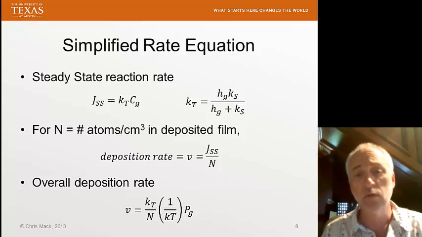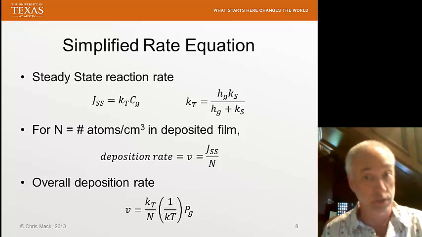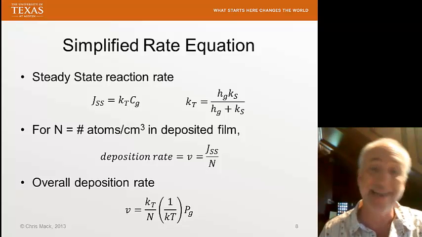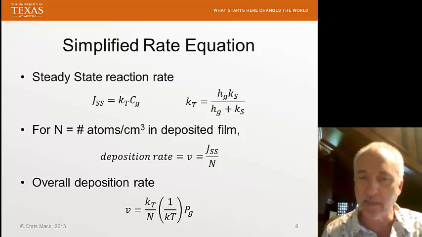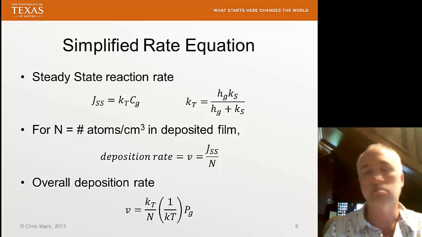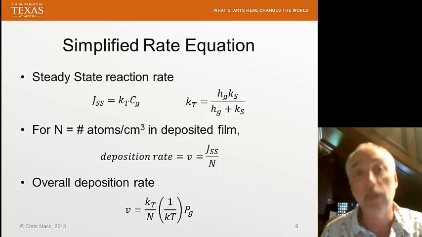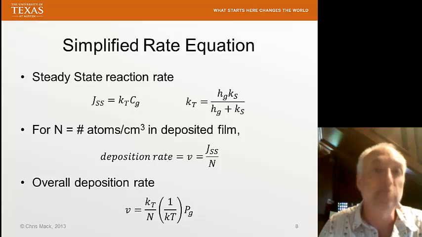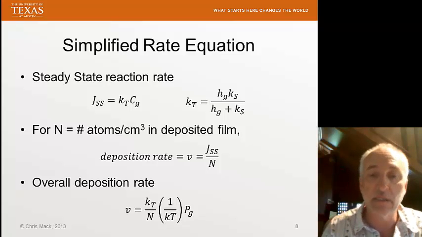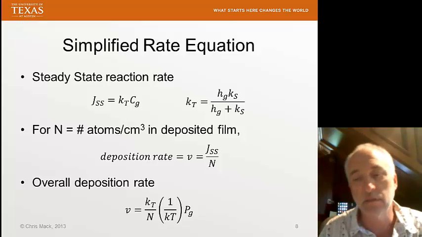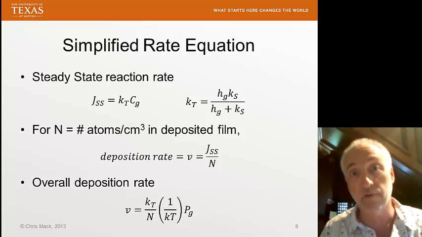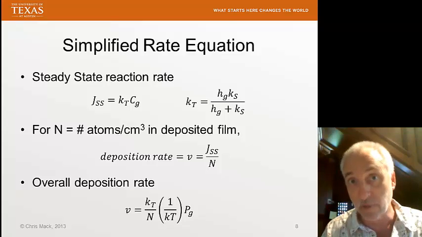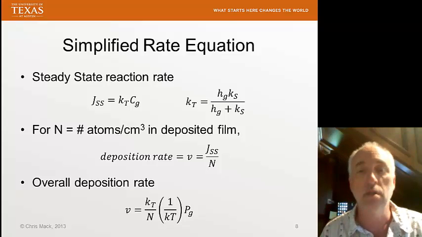So what do we have? We've got a rate of deposition that is proportional to this rate constant k sub T times the partial pressure of the reactant in the gas. And as I said, this is the simplest possible rate equation that we could derive. It's overly simplified. The idea is not that we're actually going to be predicting specific deposition rates for specific chemistries, but we want to get a feel for the overall trade-offs that are involved, the overall effects, and how they control the deposition rate.